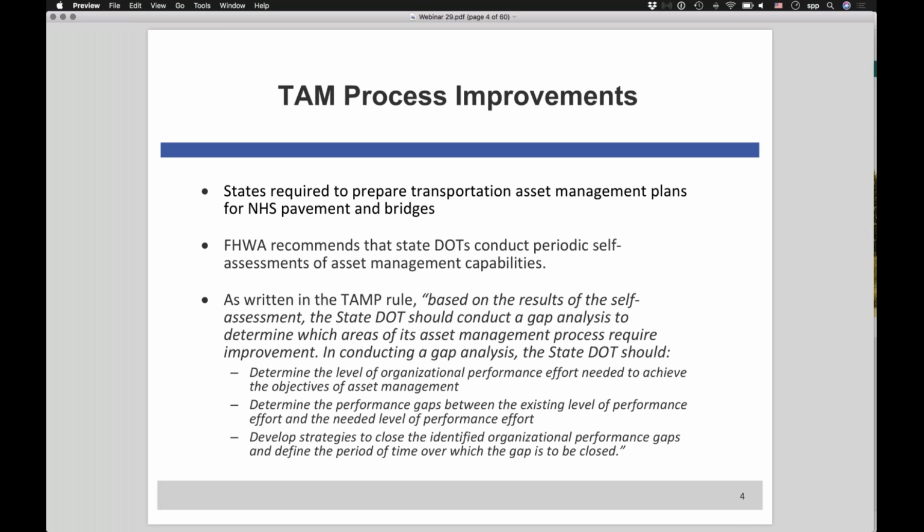As written in the final rule, it says based on the results of the self-assessment, the state DOT should look at gap analysis to determine areas of its asset management process improvements. In conducting a gap analysis, state DOT should determine the level of organizational performance effort needed to achieve the objective of asset management. Determine the performance gaps between the existing level of performance effort and the needed level of performance effort. And develop strategies to close the identified organizational performance gaps and define the period of time over which the gap is to be closed.